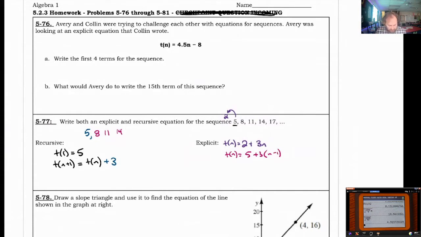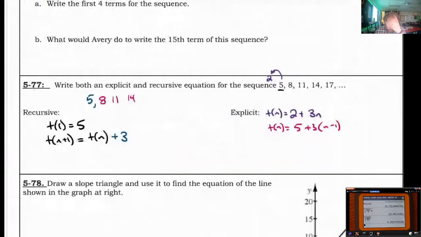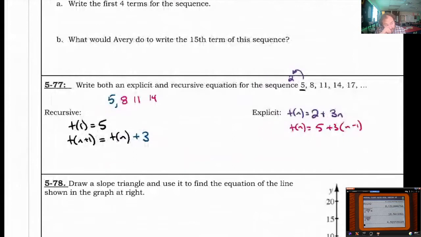We already did 577 at the end of class today in first hour, so I'll leave that there for you to look at. All we really need to do here is think about, for the recursive sequence, that the first term is 5, and so that's your first term. And then the pattern appears to be plus 3, plus 3, plus 3. That's what you're doing every time to get the next number, plus 3. So the next term is the current term, plus 3. That's the way it works.